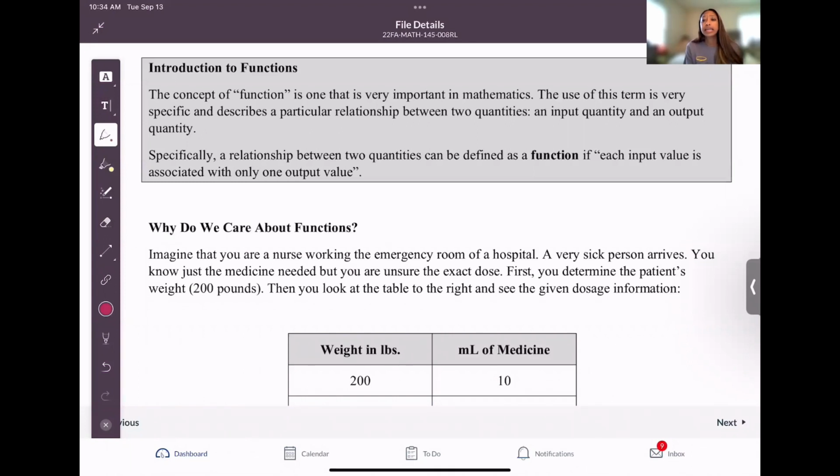The input is the independent variable and that goes on the horizontal axis. The output is the dependent variable that goes on the vertical axis. And a relationship between two quantities is called a function if each input has exactly one output. So each input value is associated with exactly one output.